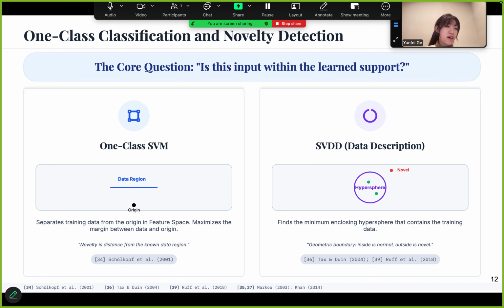So the key insight is that novelty is a distance from the data region, not uncertainty in the posterior. A novel input might actually trigger high posterior confidence in the wrong class, but it will be outside the learned hypersphere. That is why this machinery is necessary alongside posterior-based rejection, not instead of it. Deep SVDD by Ruff and others in 2018 extends this to learned representations. So the hypersphere is fit in a deep network's feature space rather than a fixed kernel space.